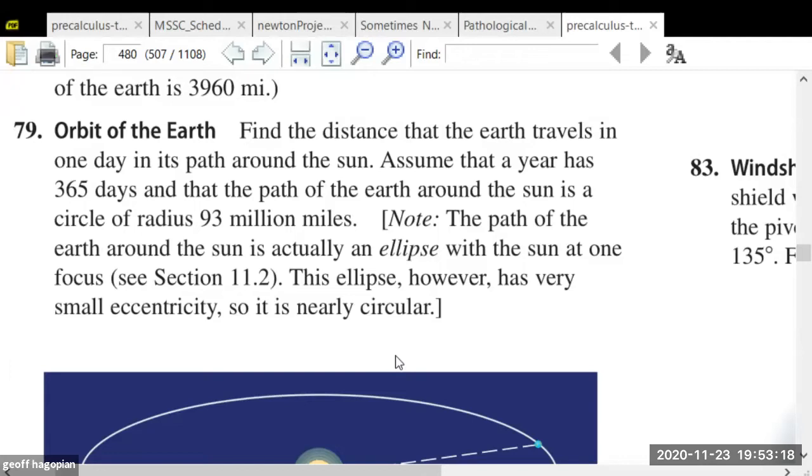The path of the Earth is actually an ellipse with the sun at one focus, and we'll study that in chapter 11. We're going to study the conic sections after chapter 6. So this ellipse, however, has very small eccentricity, so it is nearly circular. Right. One day, huh? So this is number 79.